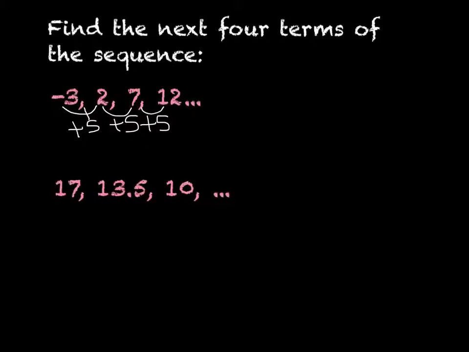That means our next four terms are 12 plus 5, 17, 17 plus 5, which is 22, 27, and 32.